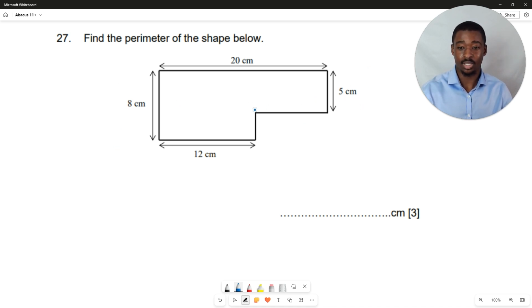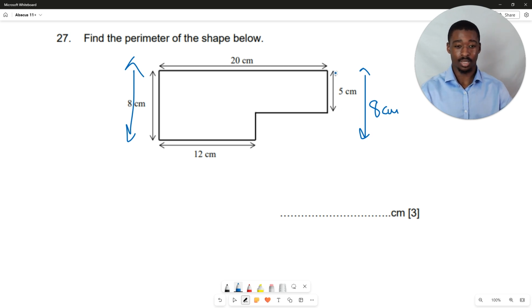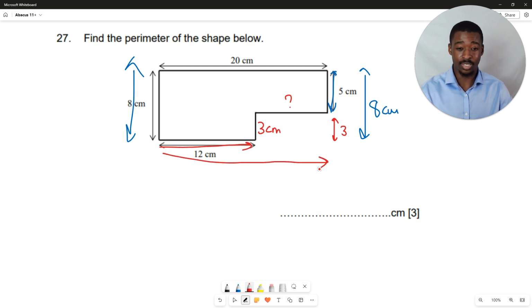Here we're told that the distance from here to here is 8 centimeters. But here to here is only 5, which means the gap here to here must be 3. And we use that knowledge to fill in this value here, 3 centimeters. And much the same thing to work out this missing value. If this is 12, but all of this is 20, then this remaining part here must be 8. And therefore our missing value over here is 8 centimeters.